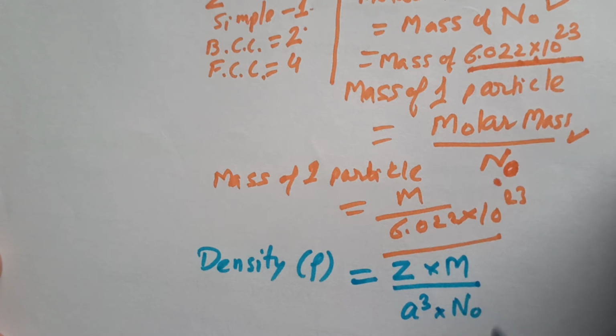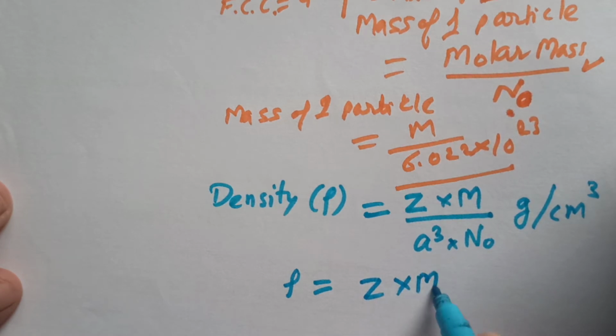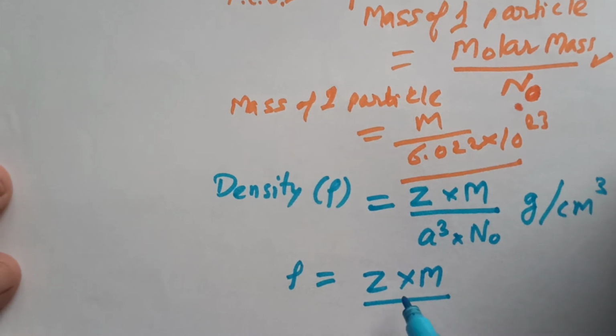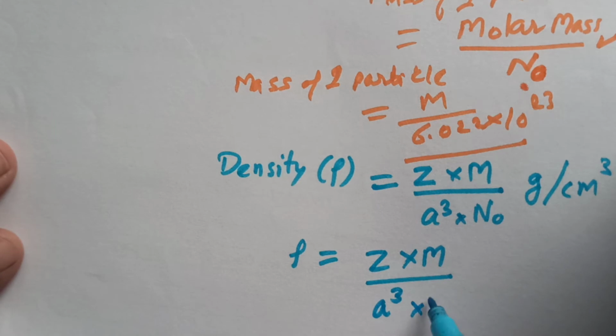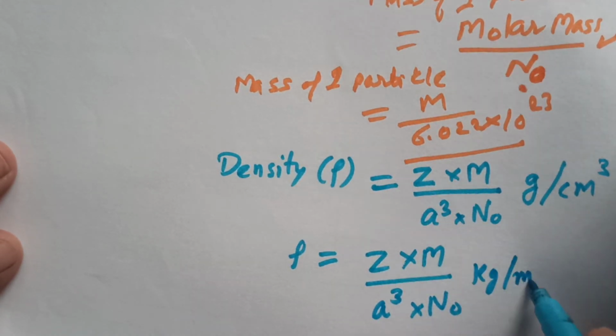Now remember here, molar mass is mostly in grams, so your volume should be in cubic centimeters. This is the CGS system. In the SI system, we take Z into molar mass, where molar mass should be in kilograms, and meter cube is used for volume. Then in the SI system the formula will be like this.